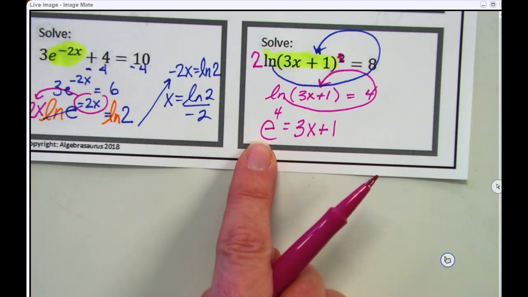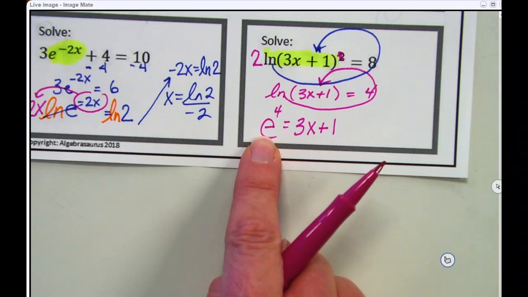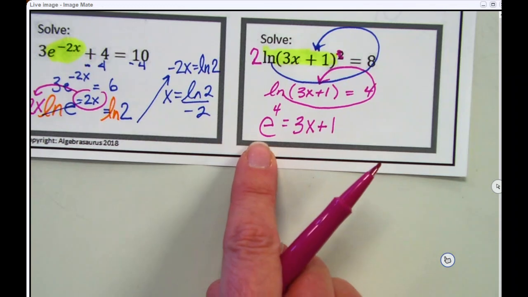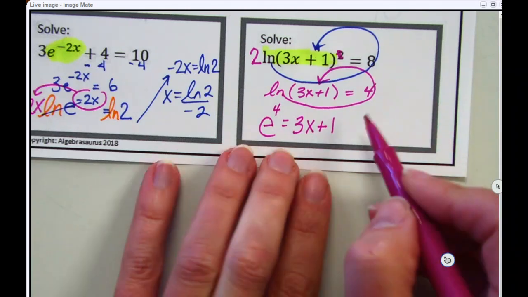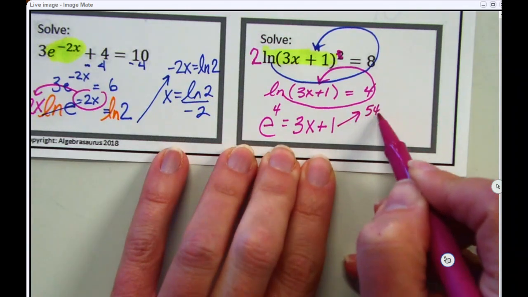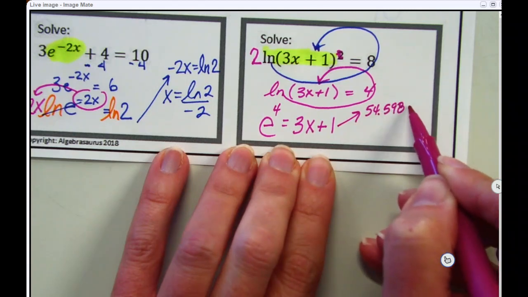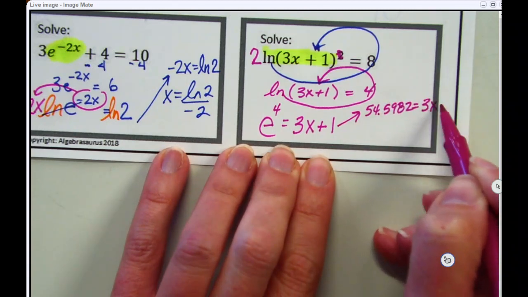We used our calculator a little bit ago, right? Is this something we can figure out the value of? Yeah. So if it wants a rounded answer right now, I would stop and figure out what e to the 4th is. Maybe let's do that. Let's go that route. E to the 4th. Something like this. 54.5982 equals 3x plus 1.